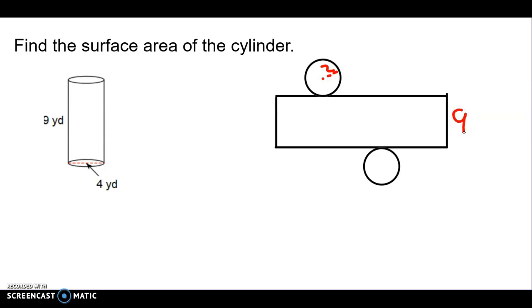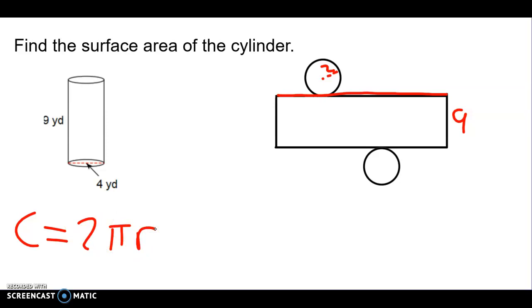And the trick here comes from the fact that the width that we're referring to is the rolled out edge of the circle. And if you remember, that's what we call the circumference. So in order to find the area of the rectangle, we need its width. And its width is going to be equal to the circumference of the circle. So in order to find the surface area of the cylinder, we have to start by finding the circumference of a circle. And remember, circumference is 2 pi r.